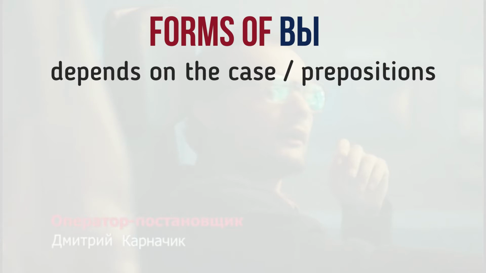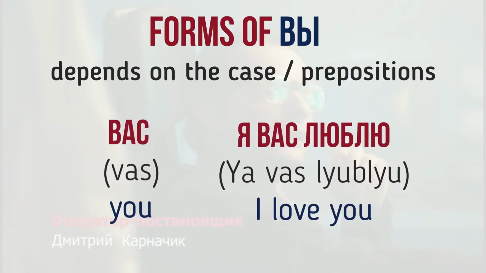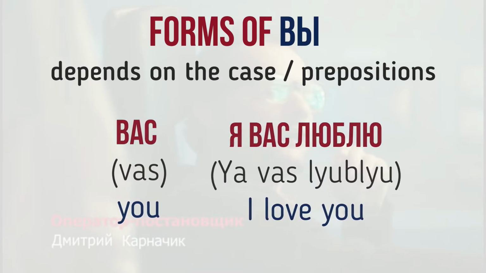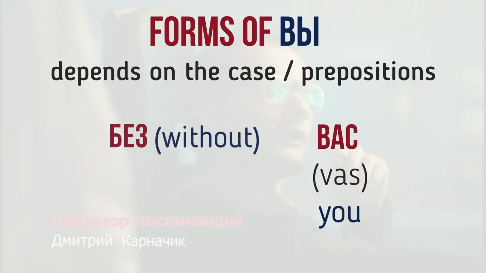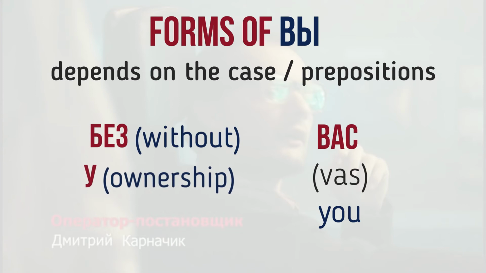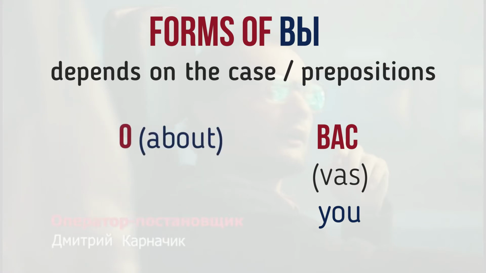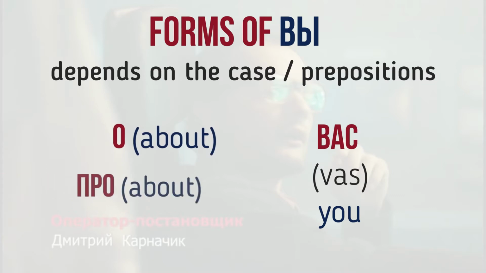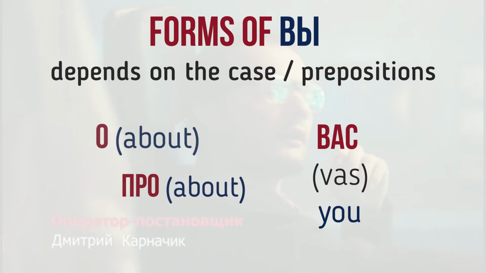One of the forms of вы is вас. An example, я вас люблю. I love you. It can also be used with prepositions, for example, без, without, без вас. У signifies ownership, у вас. От, from, от вас. О, about, о вас. Про, which also means about, про вас.